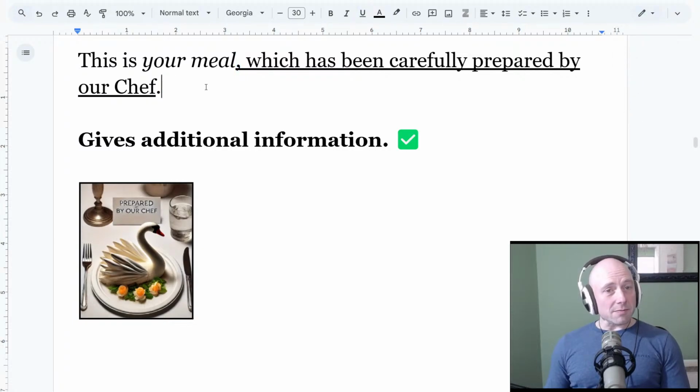So this is your meal, which has been carefully prepared by our chef. Another way to say this is: your meal, full stop, capital letter I, it has been carefully prepared by our chef. So, additional information, non-defining relative clause.